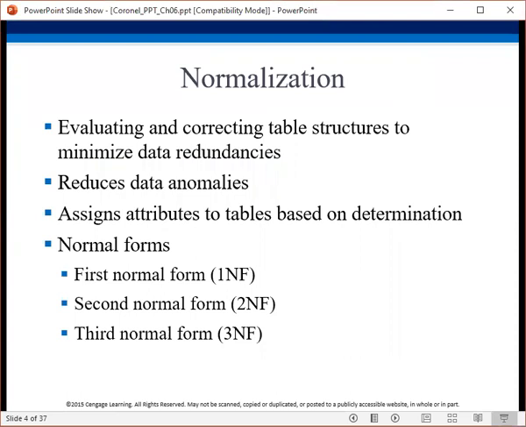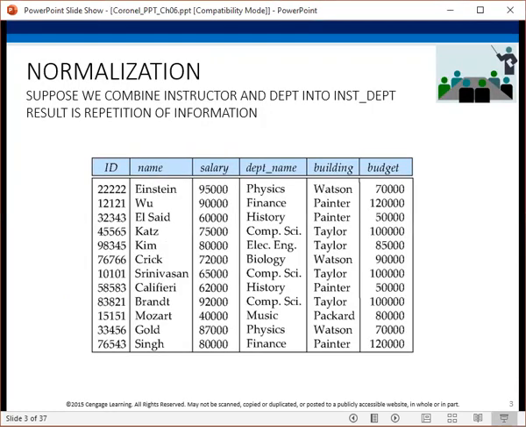Determination is when some non-key fields may determine some of the other fields in the table, and that is an indication we don't have a good design, that we have multiple themes in our table. Notice that in the previous slide, department determines building and budget, even though the key for the table is instructor ID.